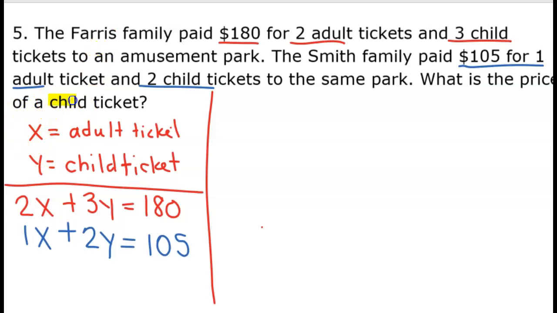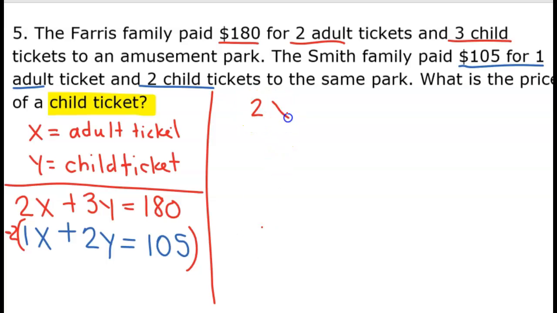Now right here it said, what is the price of the child ticket? Which letter stands for the child ticket? We do not want to cancel out y because that's what we are trying to answer. So what number am I going to need right here to cancel out the x? What number has to go here to cancel out the 2? I'm going to need to multiply by -2 to cancel out the x. I don't want to cancel out the y because it specifically asks for the child ticket.